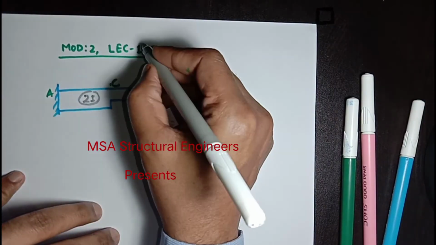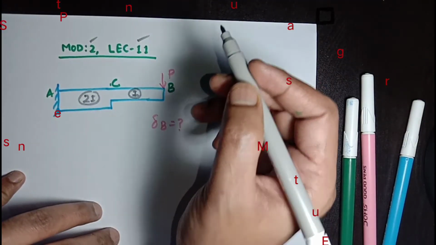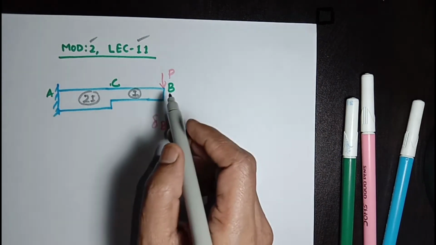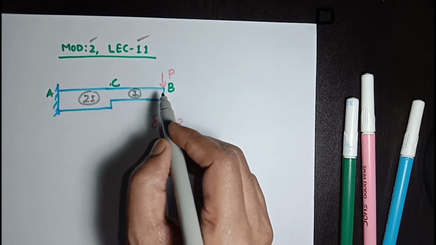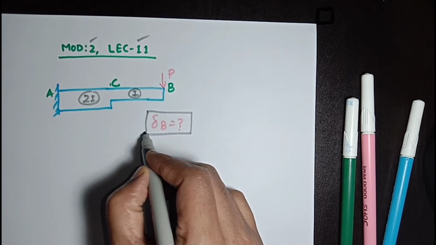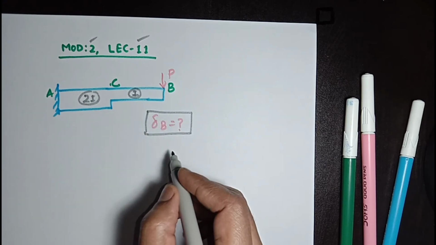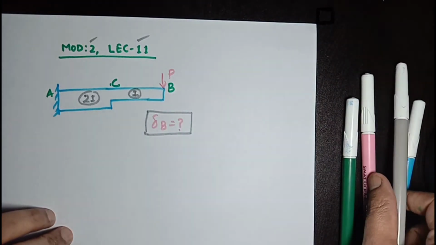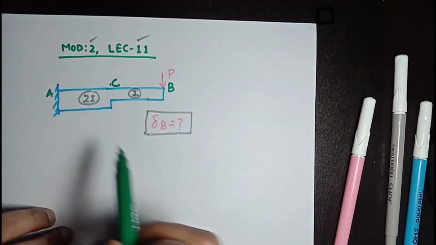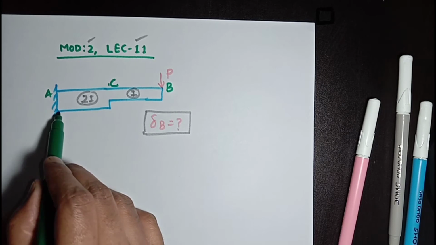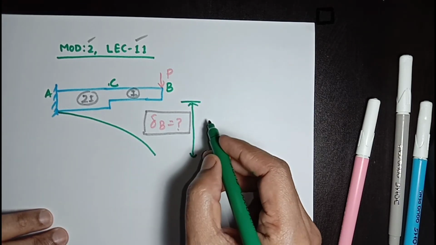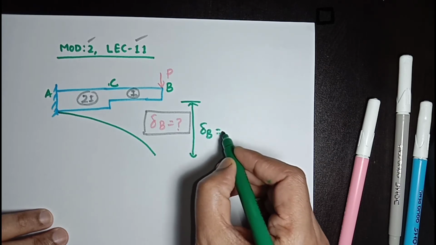This is lecture 11 of module 2, where we are going to find deflection at point B due to a point load acting at point B, which is the tip of this beam, and our objective is to find delta B, deflection at point B. When this bent cantilever beam is subjected to a point load at point B, it will be deflected like this, and we are going to find the deflection delta B.